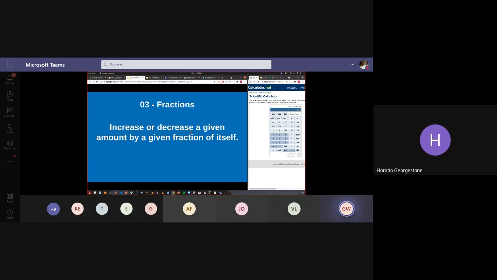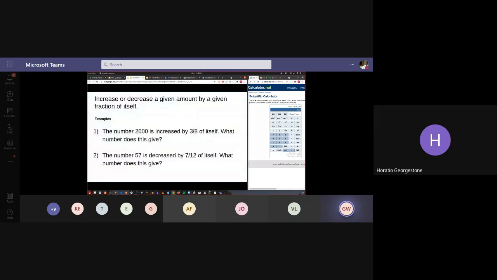Okay, cool. So increase or decrease a given amount by a given fraction of itself. Okay, so the number 2000 is increased by 3/8 of itself. What number does this give? Okay, so there's more than one way to do this. In the notes, I've only put in one way, so I'll show you that.